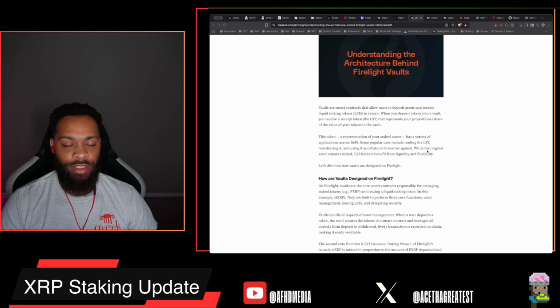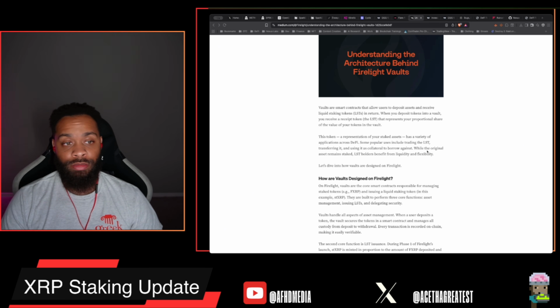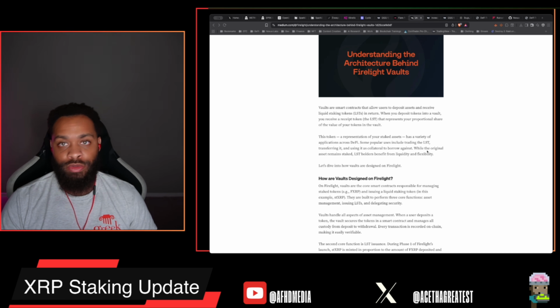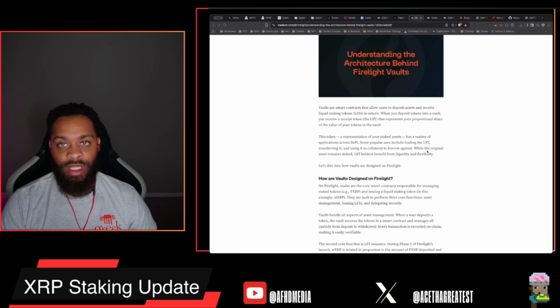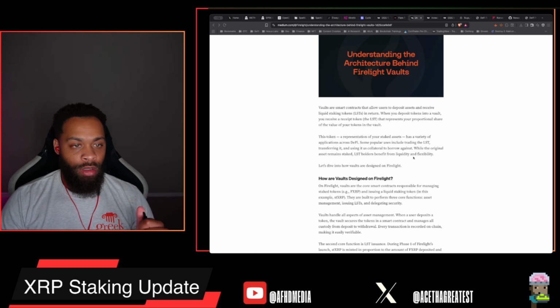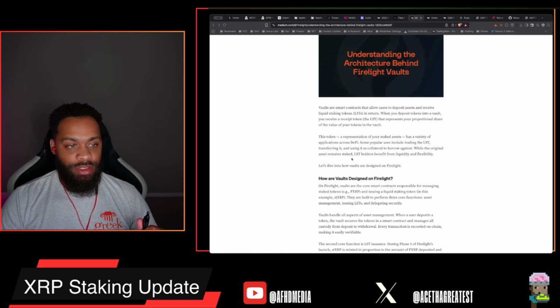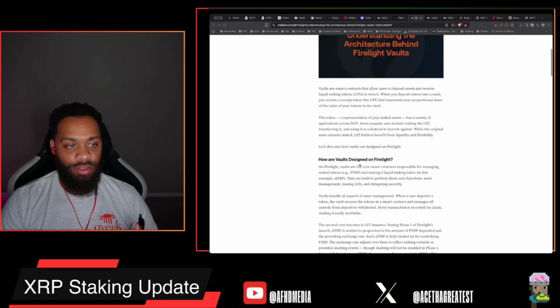So basically, in Flare terms, you can provide liquidity in pools either on BlazeSwap, SparkDex, or Enosis. Those are our three main DEXes currently, so I'm almost certain that there will be support for staked XRP and several other tokens to pair it with. While the original asset remains staked, the LST holders benefit from liquidity and flexibility.